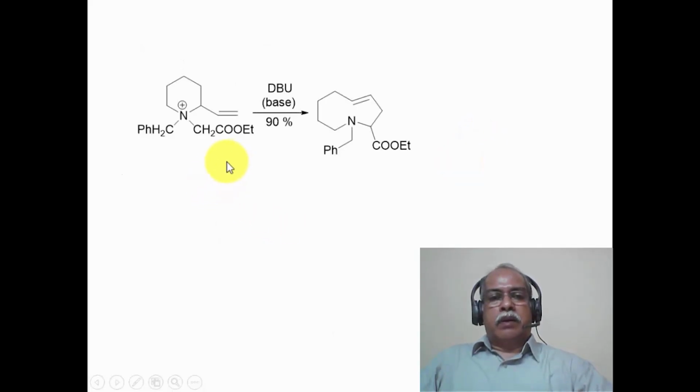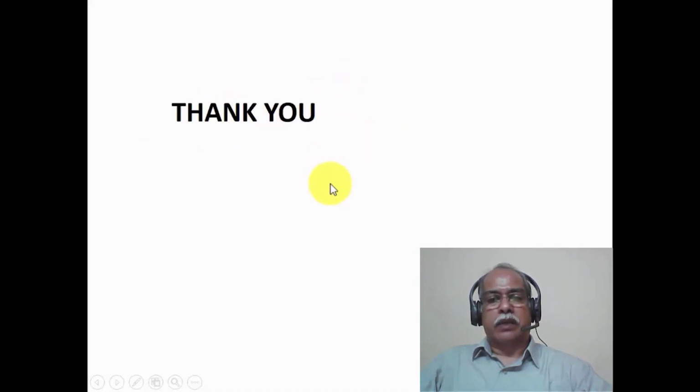Here is another example of a nitrogen ylide being produced alpha to the nitrogen, which is this acidic hydrogen here, resulting in the formation of an ylide. The ylide undergoes 2,3 sigmatropic rearrangement to produce a medium-sized ring, which is a tertiary amine in this particular case.